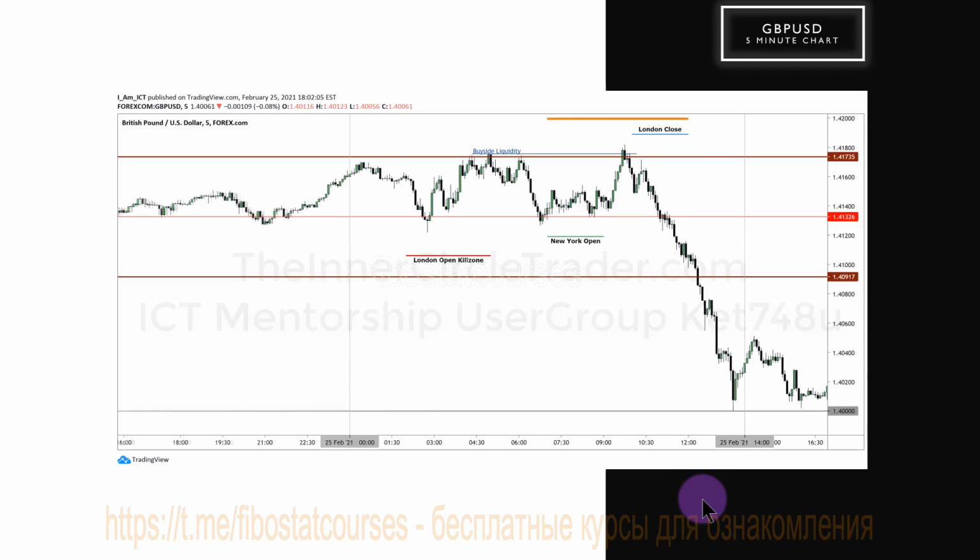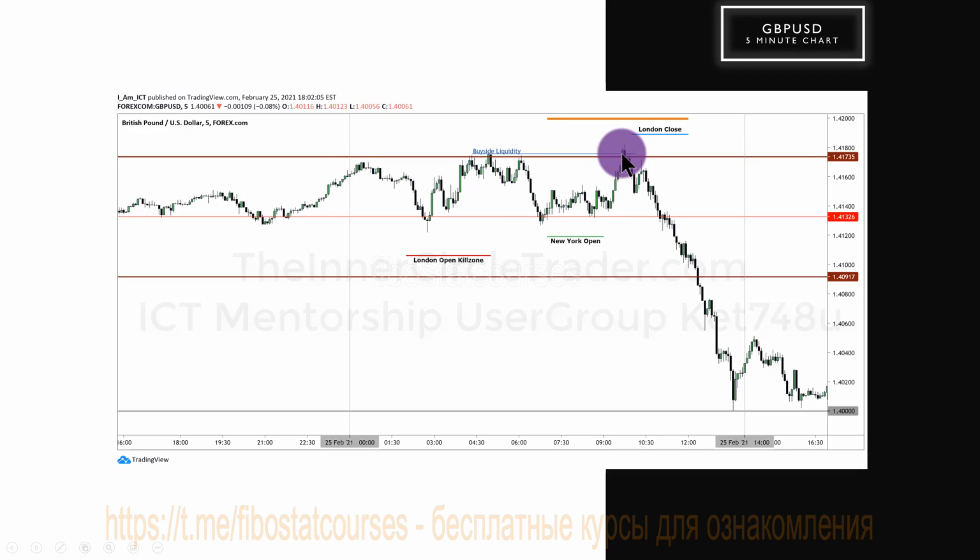Here is the 5-minute annotations on top of that daily levels. London open kill zone creates a low here, runs up, a shallow little run above this high here, consolidates and drops down ahead of New York open, and then consolidates on the consequent encroachment, and then a run up just to take out the buy side liquidity here.